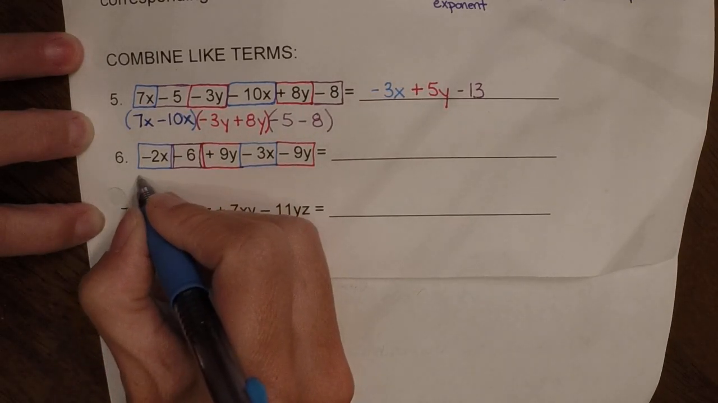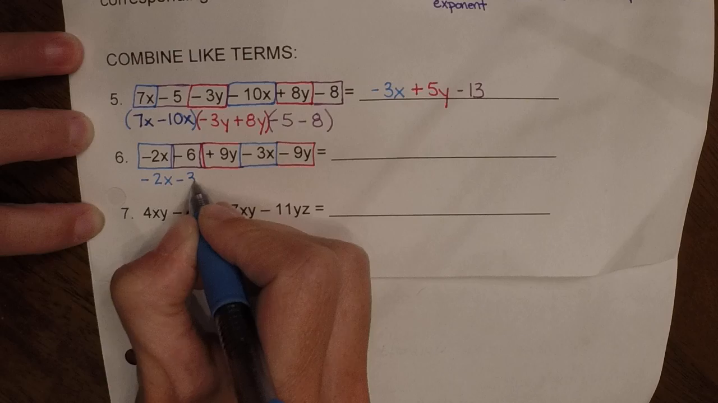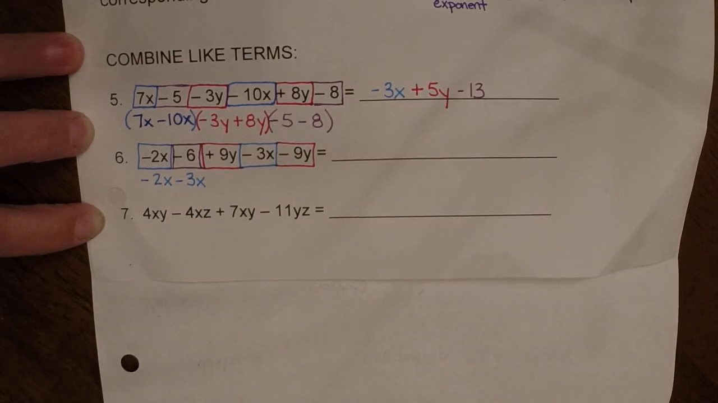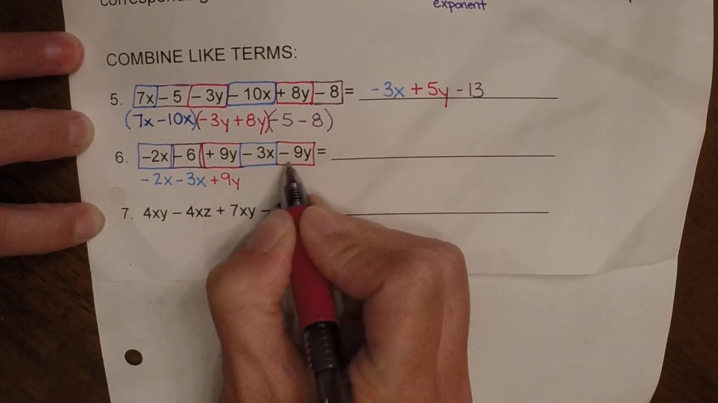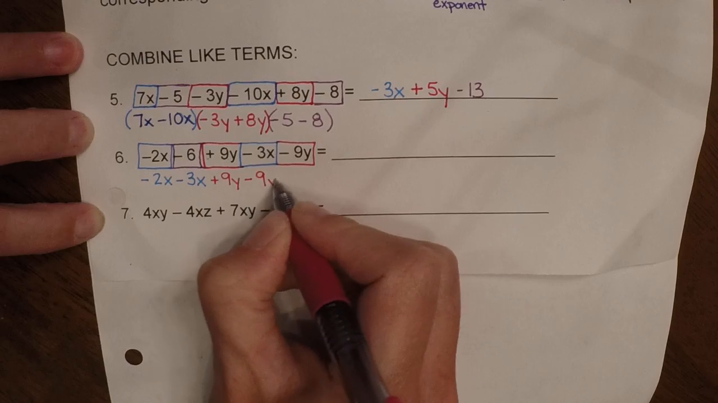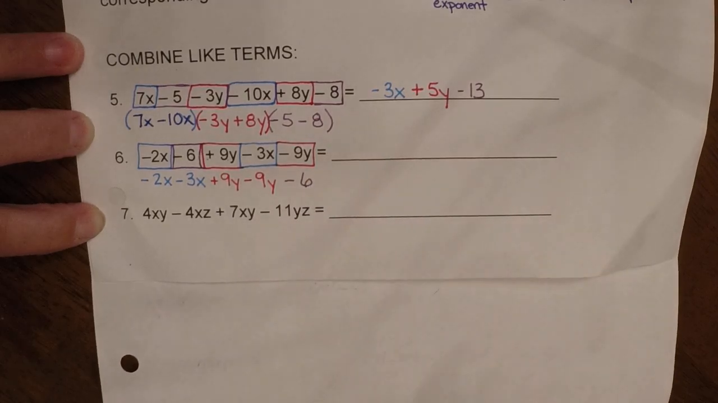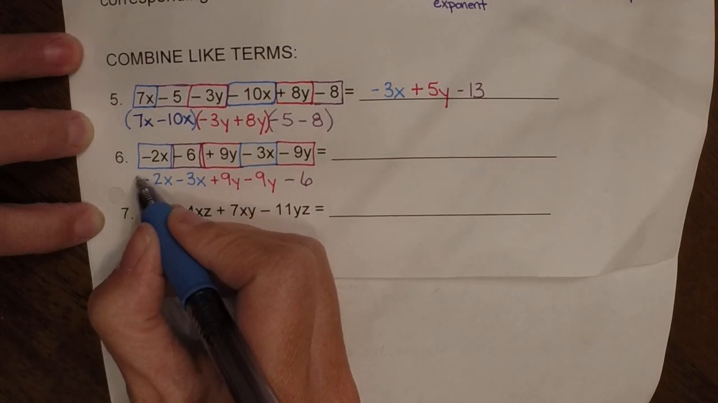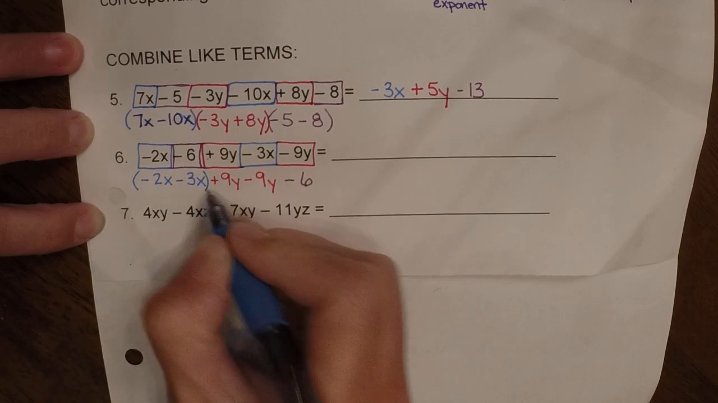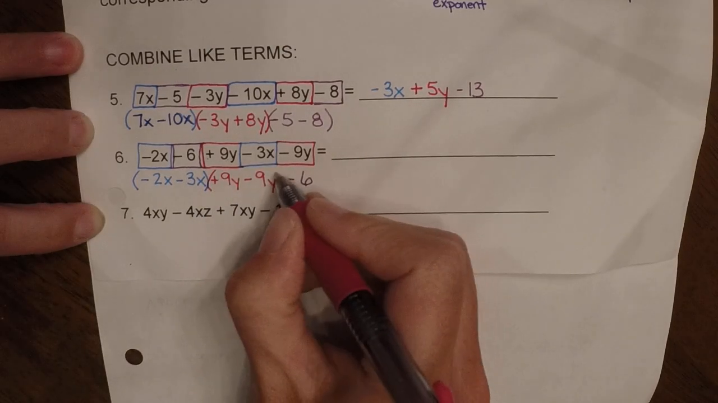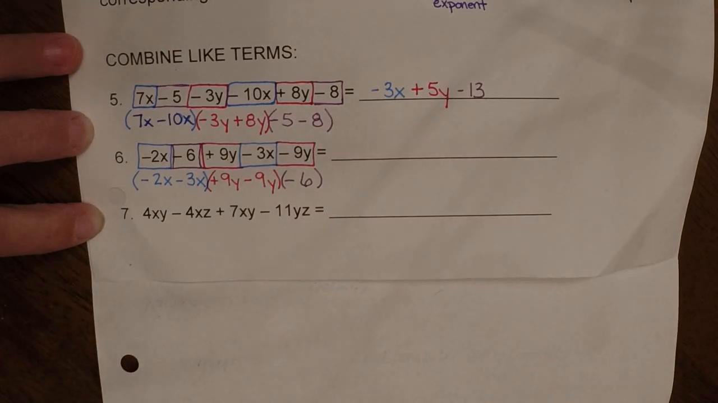So if we were to group, now we're going to do the x's. So minus 2x minus 3x. Then the pinks are plus 9y and minus 9y. And then the last one says minus 6. So now if I were to group them using the associative property, so commutative, rewrite in the order. Associative, I can actually group the colors together. And of course this one just groups by itself. And now we could do what it says.